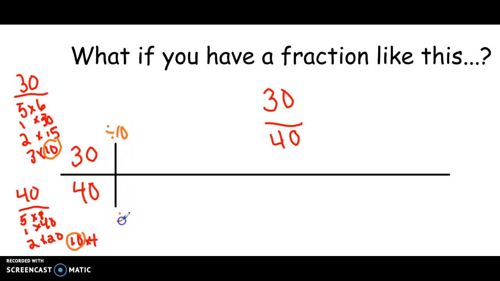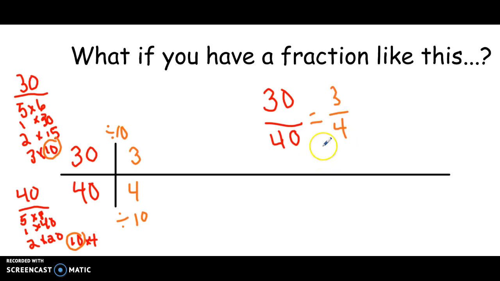I can divide 30 by 10 and 40 by 10. 10 times 3 would give me 30. 10 times 4 would give me 40. So 30/40ths is the same thing as 3/4.